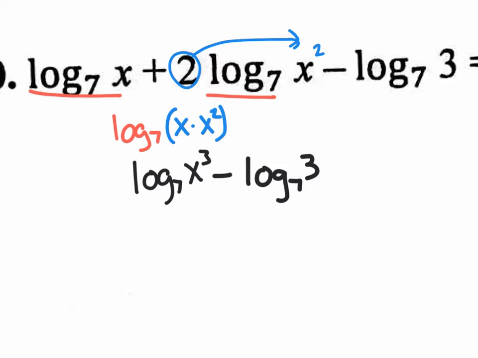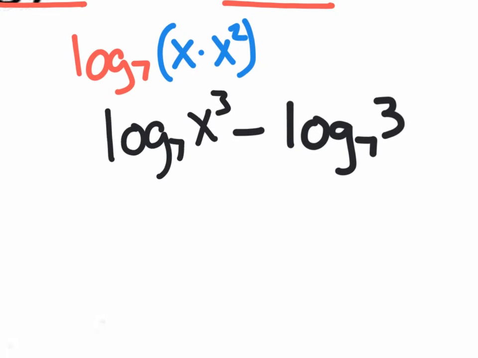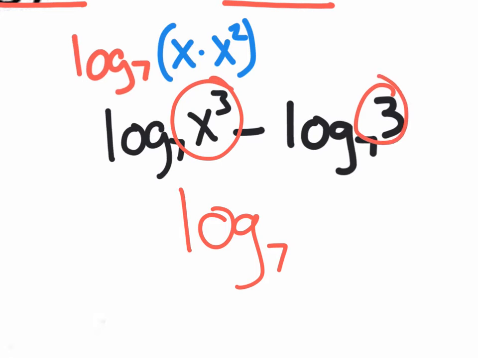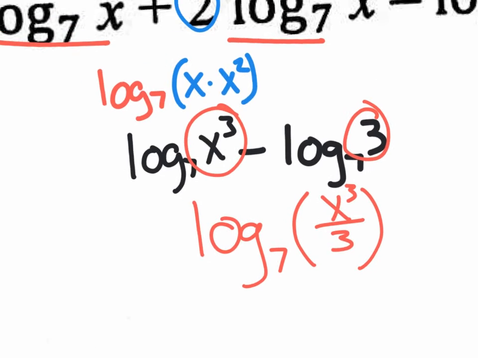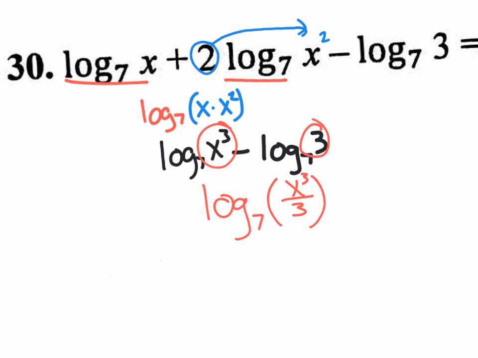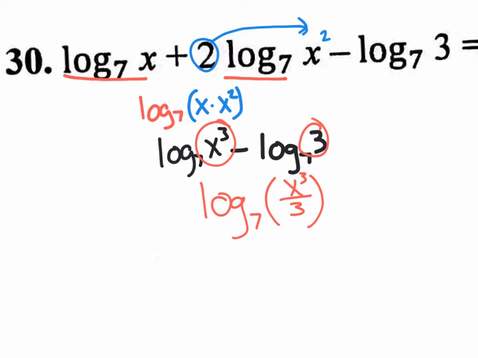And now we're going to apply the quotient property because there's a minus sign between them. When we apply the quotient property right there, again, you're going to take the log base 7 that you have here, log base 7 that you have here, and write them as one single log base 7. And the quotient property says that you take this one and divide it by this one. So it's going to be x to the third over 3. And there you have it. We have condensed the entire left side. That huge, long, disgusting thing up here becomes log base 7 of x to the third over 3.